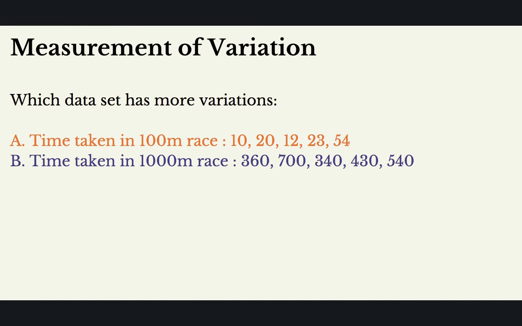It is useful when you have to compare variations of two different data sets. For example, which data set has more variation, time taken in 100 meter race or time taken in 1000 meter race. For this type of comparison, coefficient of variation is useful.